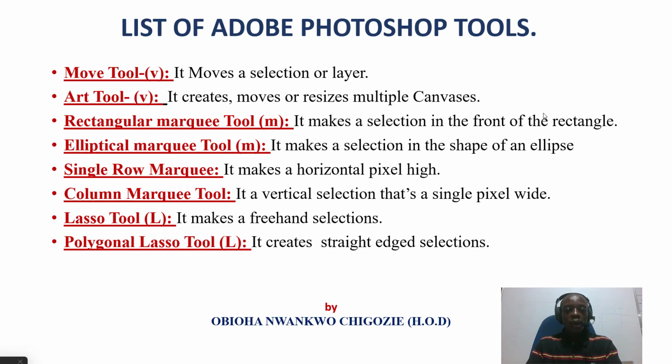You have the rectangular marquee tool. It makes a selection in the shape of a rectangle. You have the elliptical marquee tool. It makes a selection, that's a single pixel row in Windows. You have the lasso tool. It makes a freehand selection. You have the polygonal lasso tool. It creates straight-edge selections.